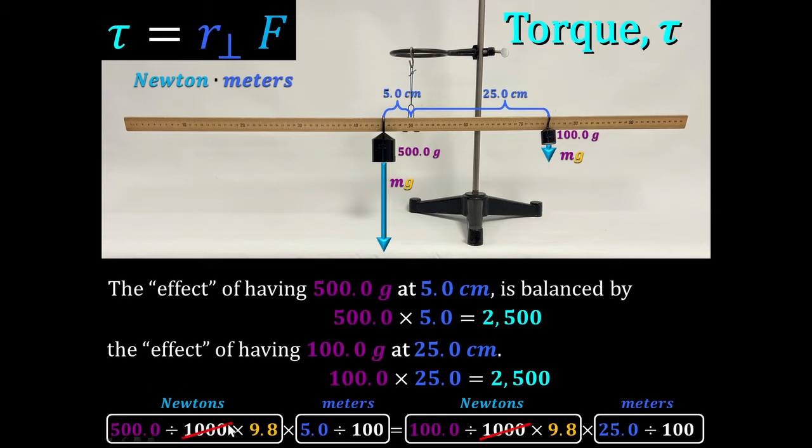And the reason is that 1,000 is on this side and 1,000 is on this side of the equal sign, so it cancels. Same with the 9.8, same with the 100. So it really was okay to take grams and multiply by centimeters and have equal grams multiplied by centimeters, because it really is newtons times meters and newtons times meters.